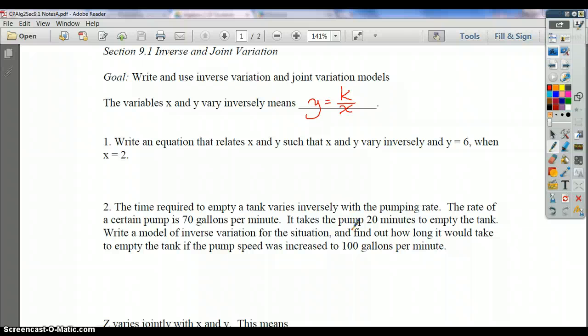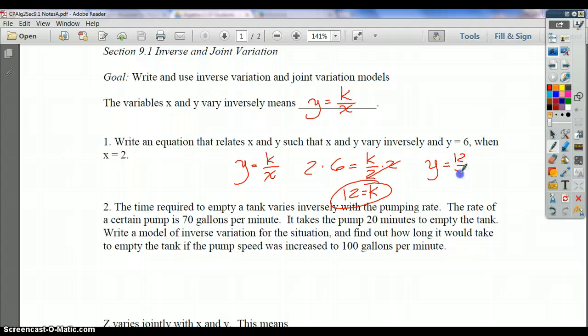So in number 1, we're going to write an equation that relates x and y such that x and y vary inversely and y equals 6 when x equals 2. So this means we're looking at the same equation as above. This time now, 6 equals k over 2. So k is going to be 12 when you multiply 2 out. So y will equal 12 over x. There's my equation. All right.